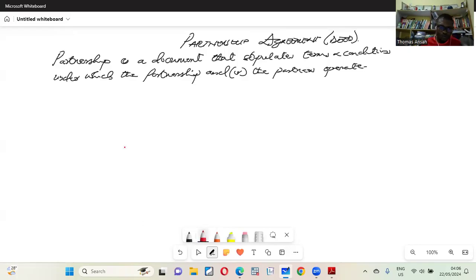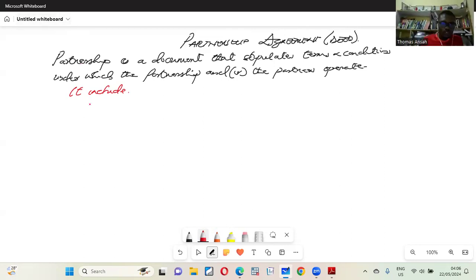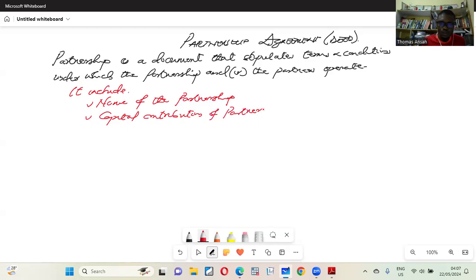Now, inside that document are certain things we must grab. We have things like the name of the partnership. Also in there, we have the capital contribution of partners, how much each partner is supposed to contribute. Then again, we have the profit or loss sharing ratio. When we get profit or when we get loss, how are we going to distribute it?